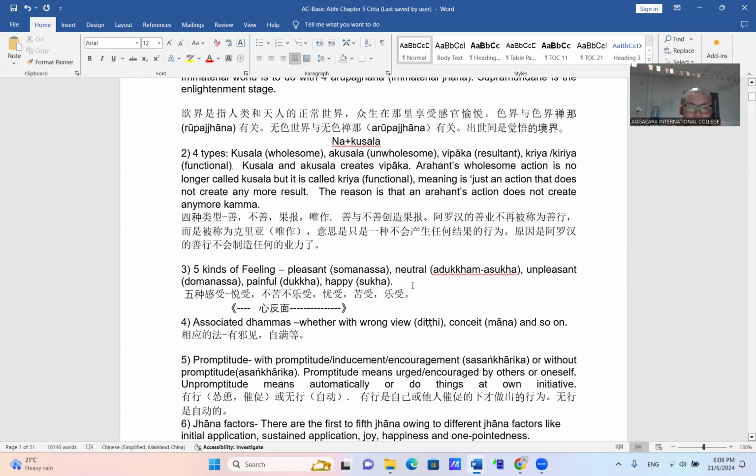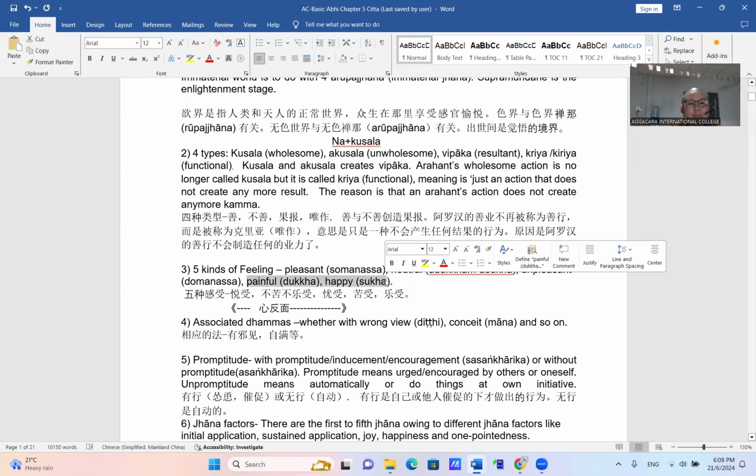Another translation for this, there's another long English phrase: neither pleasant nor unpleasant. Instead of using the word neutral, we have this neither pleasant nor unpleasant. It's not pleasant feeling, it's not unpleasant feeling, but it's the neutral feeling. Then the other two are dukkha and sukha, painful or happy feeling. These two have to do with the body. Then somanasa, domanasa, adukkhamasukha have much more to do with the mind level.